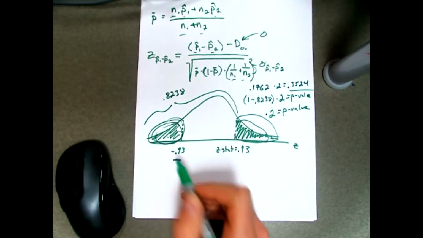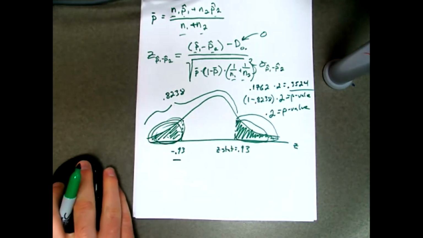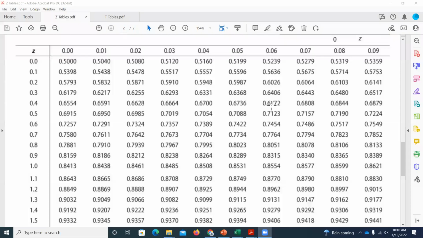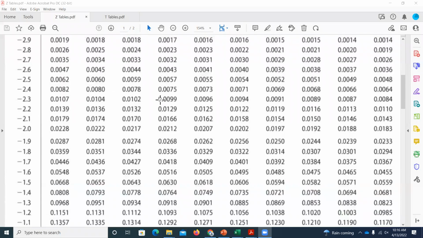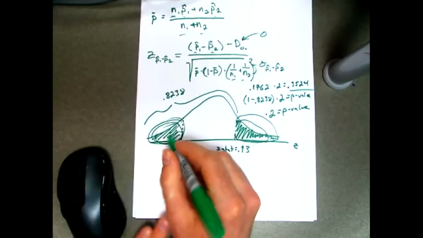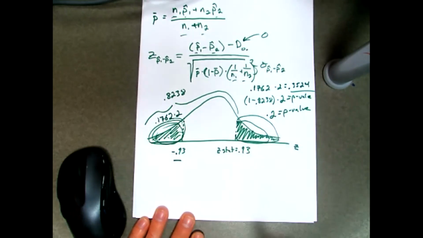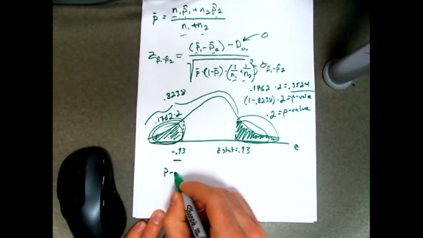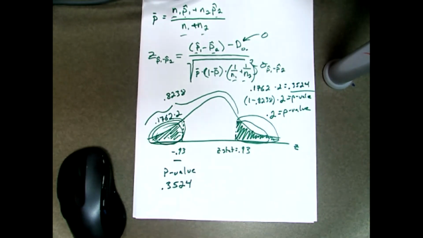Now, I could have also looked up negative 0.93, in which I should find 0.176. So we'll see if that's true. So we go down here. Well, this is the 3 column, I think. Yeah, so negative 0.93, 0.1762. So the area here, 0.1762, multiply it by 2, I would get that same p-value of 0.3524. So either way will result in you finding the same value.